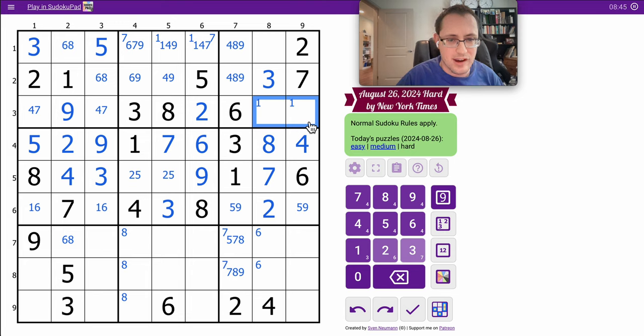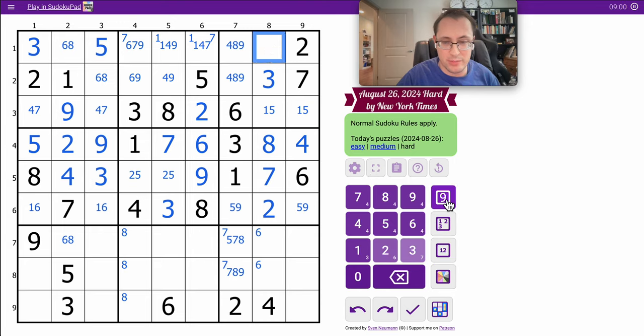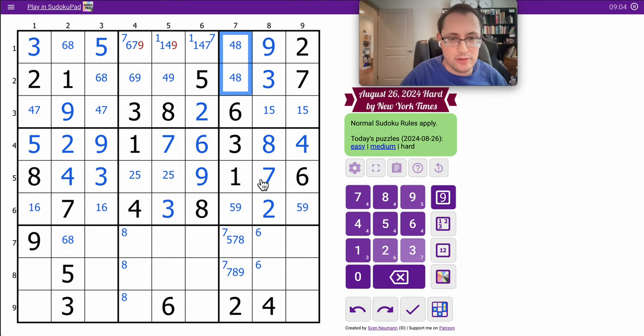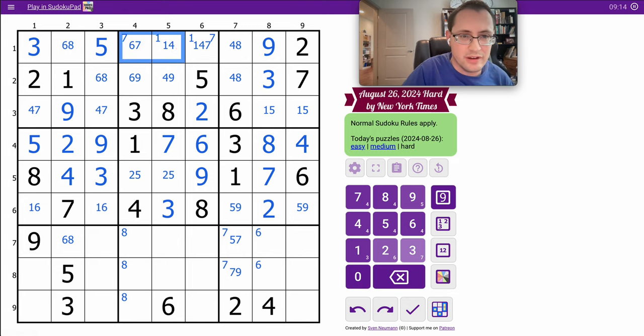These are 1 and 5. So 1, 2, 3, 5, 6, 7. So this is also from 4, 8, 9, but it sees 4 and 8. That's 9. That gives a 4, 8 pair in column 7, so those are not 8. Let's see, these aren't 9.